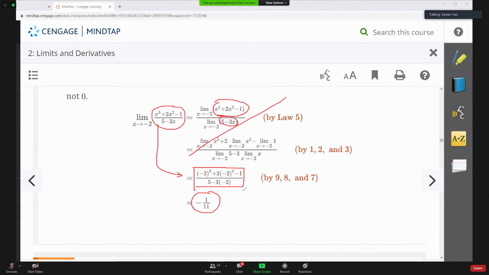Why can you do that? Because you have used a lot of limit laws. All right, so much for this part.